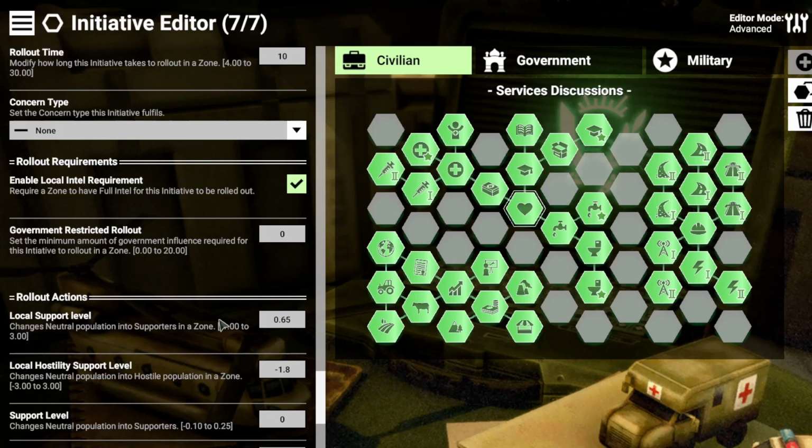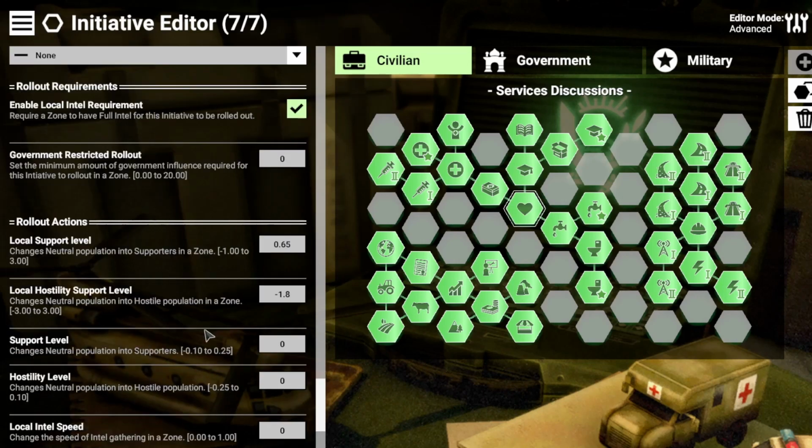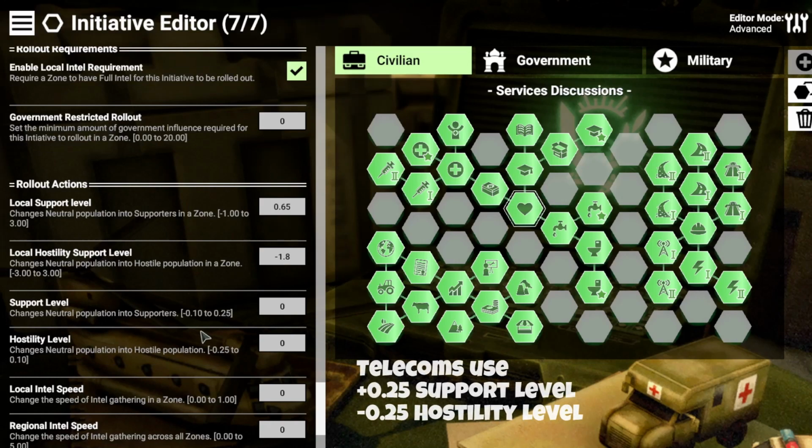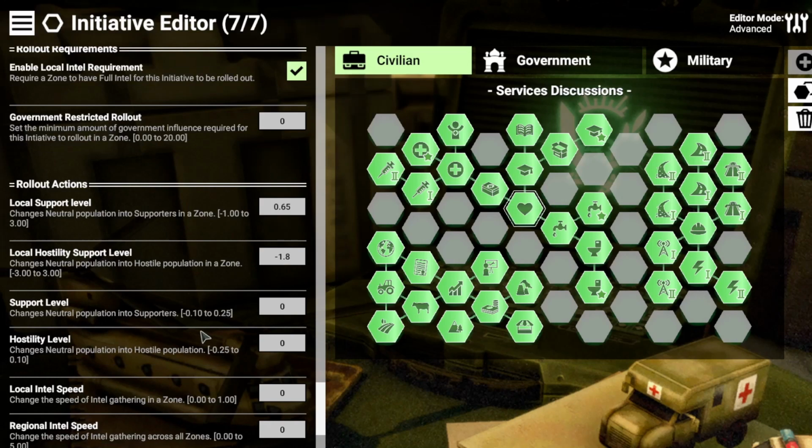Converts neutrals to supporters. Local hostility level. Modifies local hostility level. More effective than the global hostility level. Converts neutrals to hostiles. Support level. Modifies how much global support level is added or removed. Telecoms use 0.25. Hostility level modifies how much hostility is added or removed. Telecoms use negative 0.25. Local intel speed. Modify intel collection speed plus bonus to adjacent zones when completed. Regional intel speed modifies intel collection speed in all zones after completion.